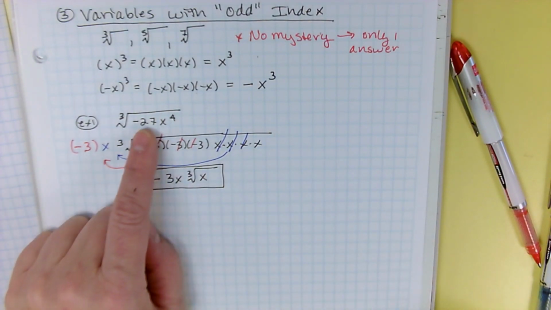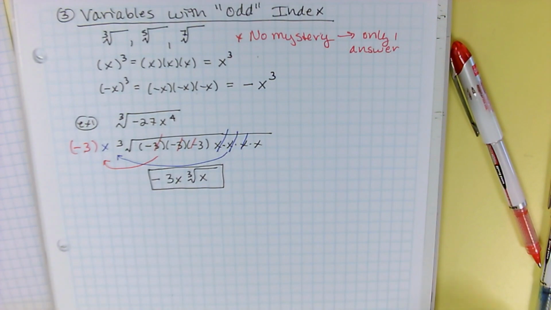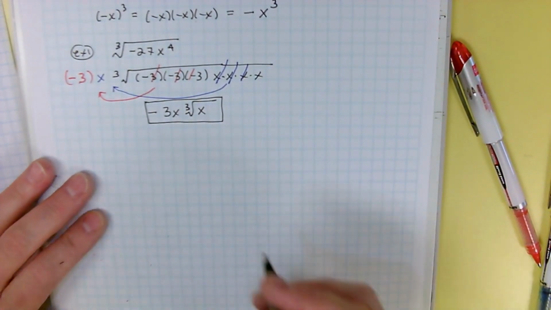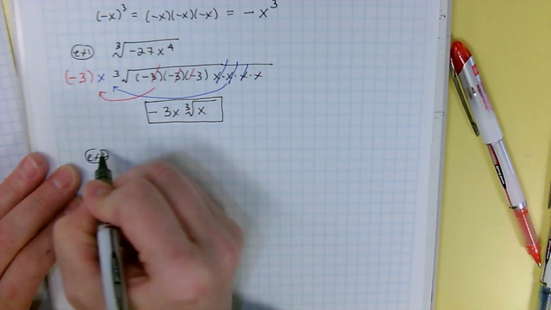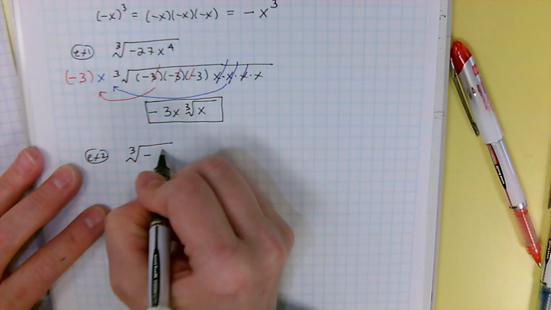So if the number underneath is negative and you know that it's going to come out, just split the negative amongst your 3 factors. That usually works the best. When does it not work? Here's where it doesn't work.